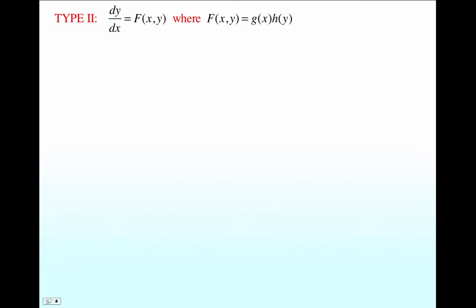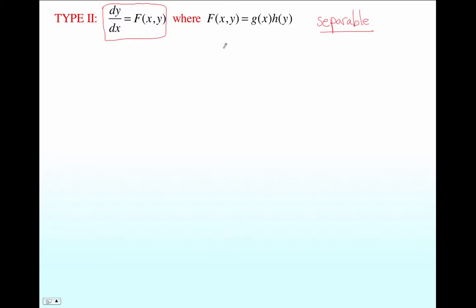There's another type of differential equation which is also fairly easy to solve, and that is this type. dy by dx is a function of x and y, where f of x, y can be written as a product of a function of x and a function of y. In other words, it can be separated, and so this is an example of a separable first order differential equation.